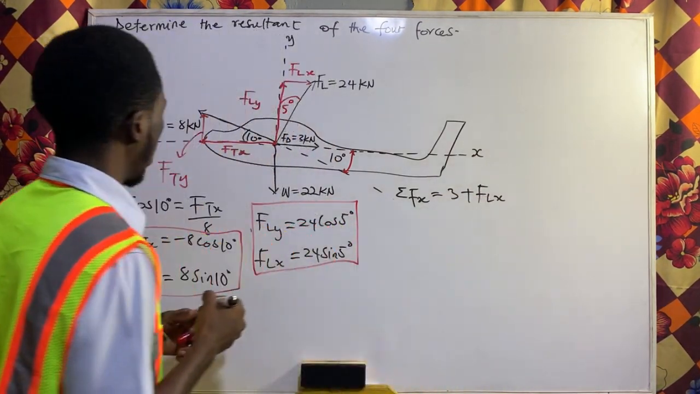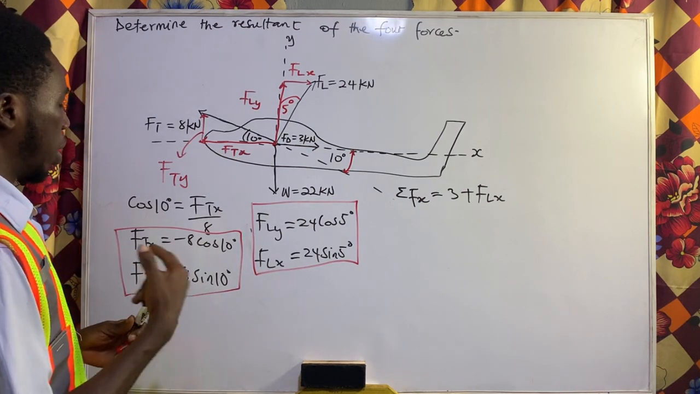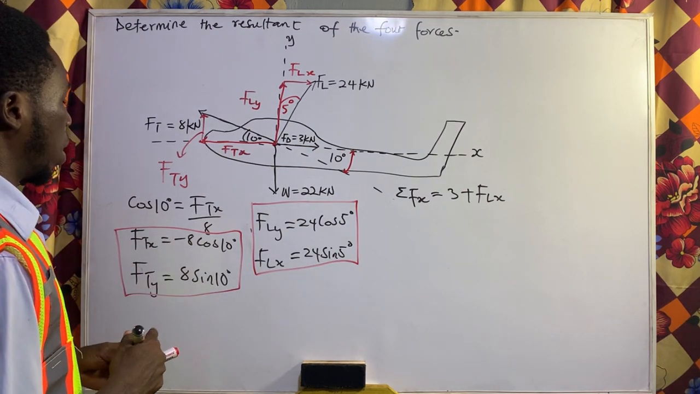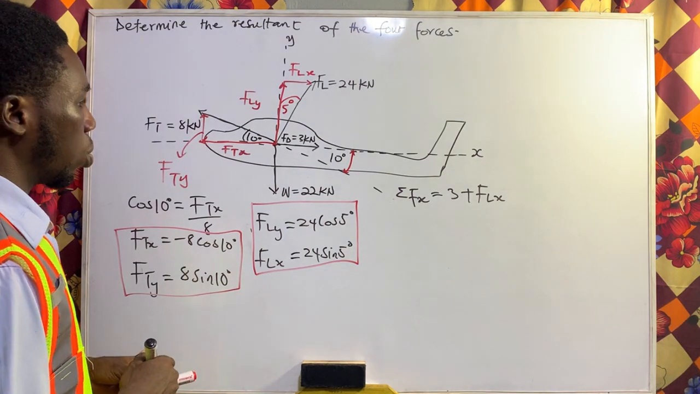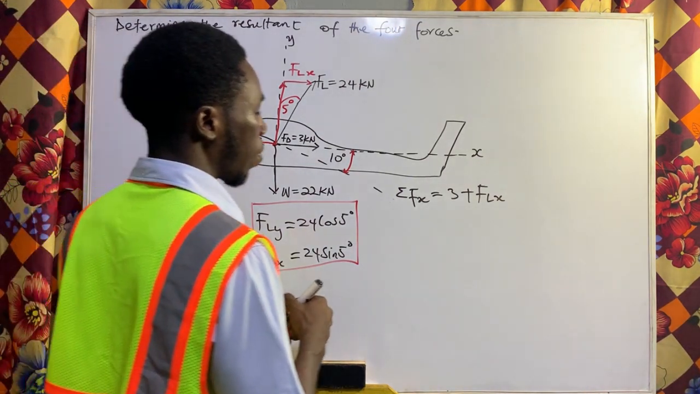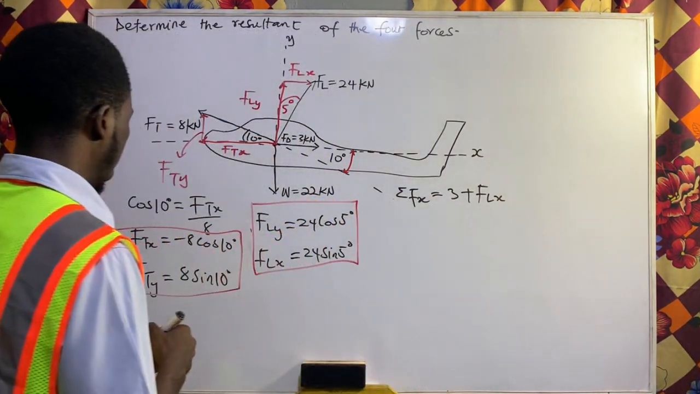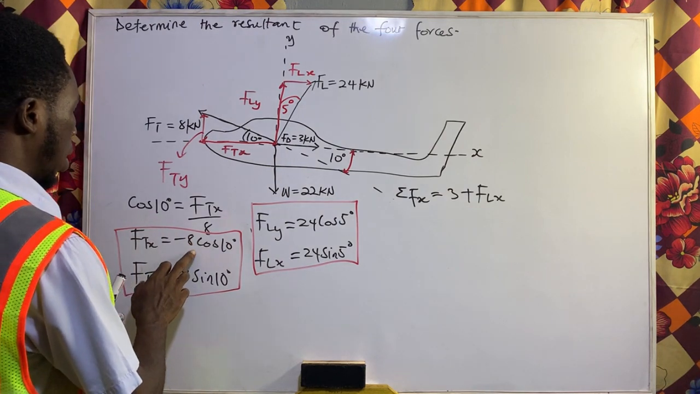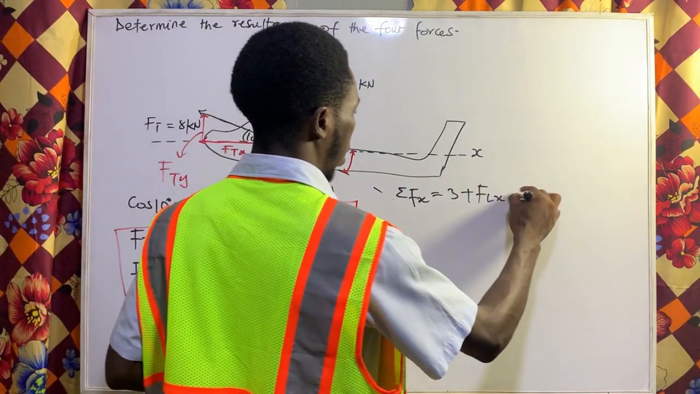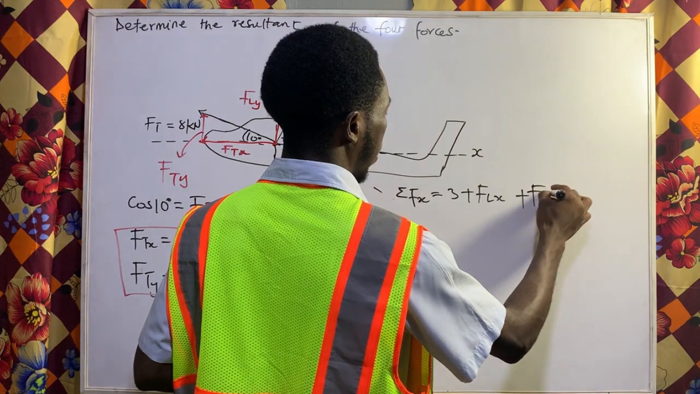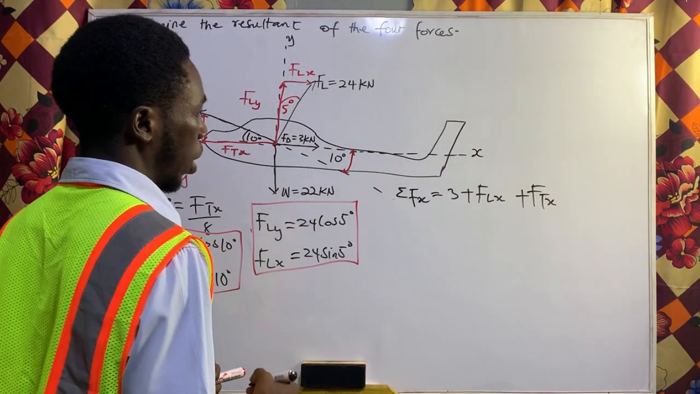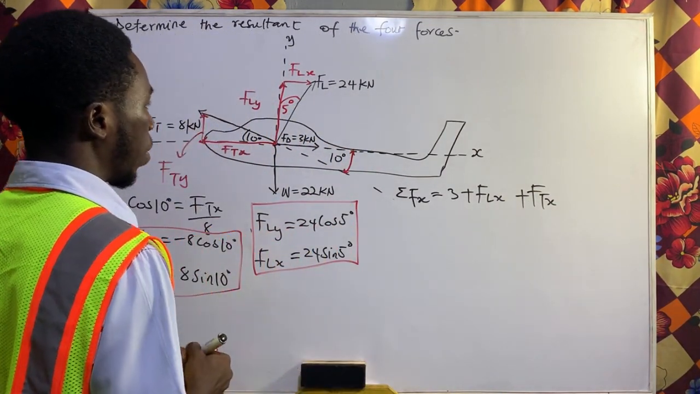FLX. Okay. And then FTX is pointing in the negative direction, right? So let's take note of that. So for now, let me just write, we made the value negative here. So let me just write plus FTX for now. Okay, let me just write this here.